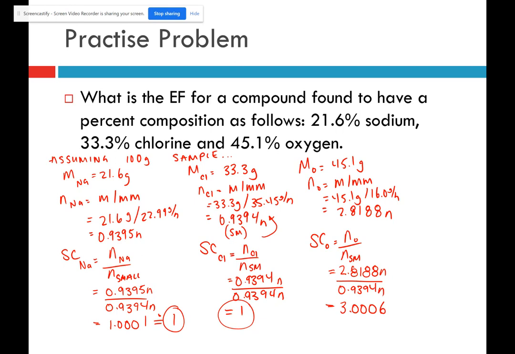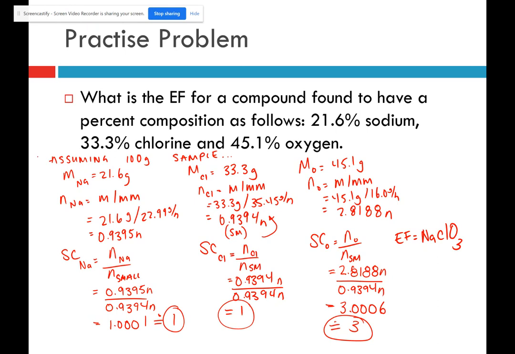Oh wait, did I do that right? Sorry, let me double check. 2.8188 divided by 0.9394. Oh, no, I was right. So that we can see is really, really close to 3. Okay. So what that means is our empirical formula here is going to be NaClO3. So for every 1 sodium, there's going to be 1 chlorine and 3 oxygens.